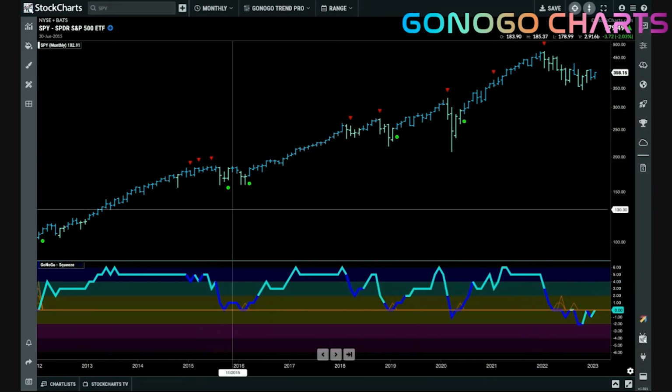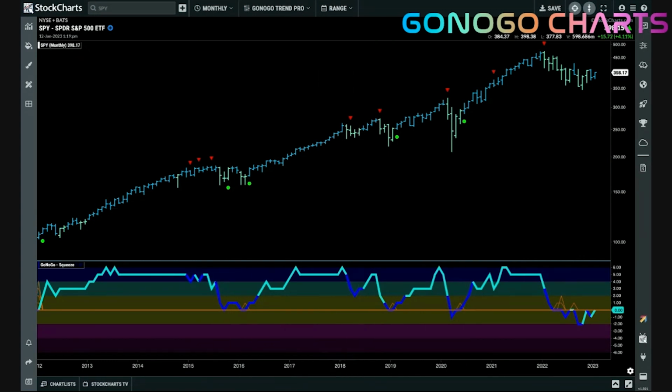What catches my eye, Alex, is that a negative momentum, the persistent retesting of the zero line down in that GoNoGo oscillator, the lower panel.